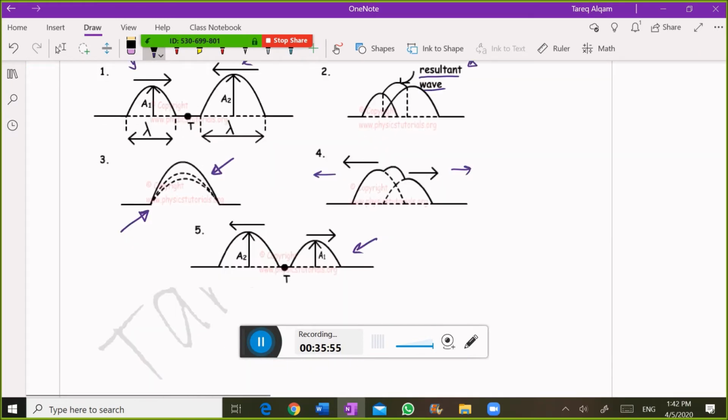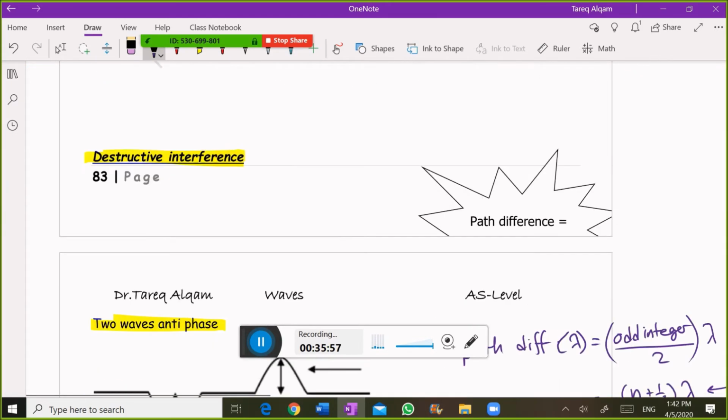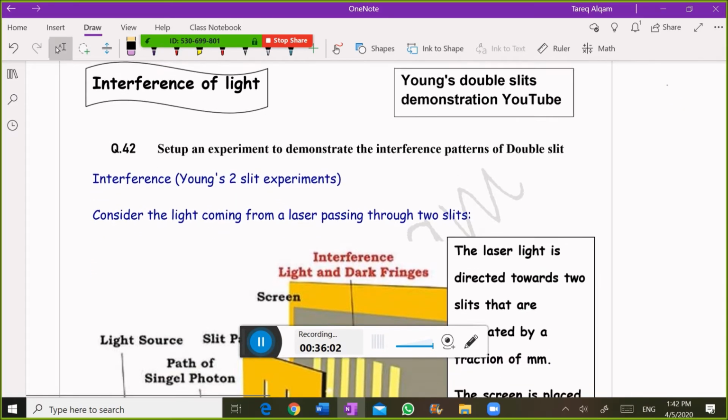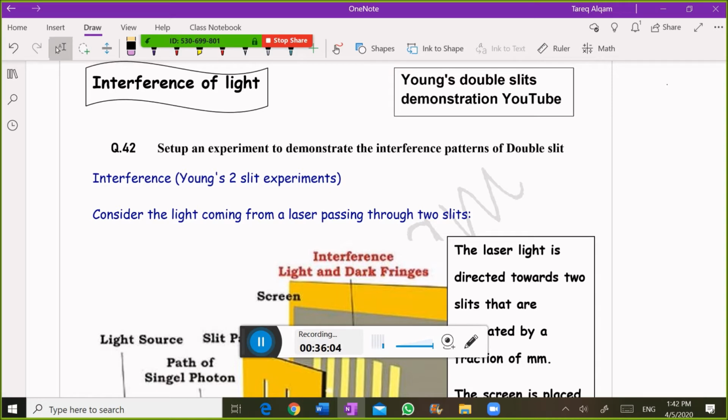Now, the first interference that should be taken into consideration is the interference of light. The most common example of the interference of light is called Young's slit experiment, the Young double slit experiment. I will show you this experiment now on YouTube.